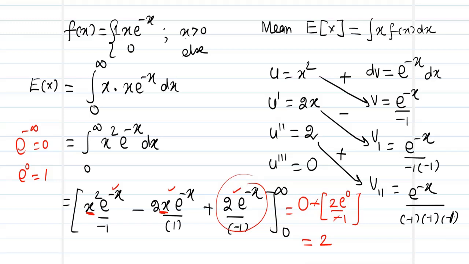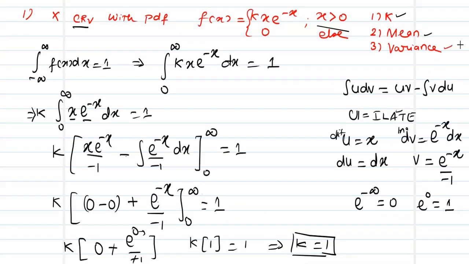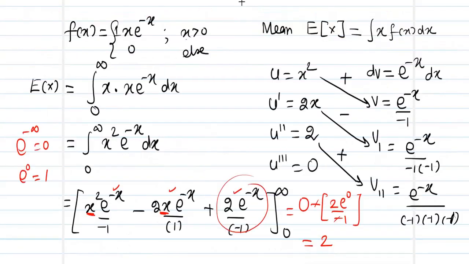Now moving on to the third part of the question. What do we want? We want variance. So how do we estimate the formula for variance? We will move to the next page to find variance. What is the variance of x? We need to recollect the formula for variance of x as E of x square minus E of x the whole square.